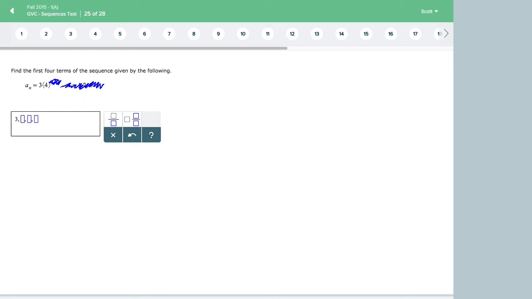And then what's our common ratio? The common ratio is inside the parentheses, so it's times 4. What's 3 times 4? It's 12. Now again, times 4. What's 12 times 4? It's 48. And again, what's 48 times 4? And that's 192. If we know the common ratio, we just keep doing it. Times 4, times 4, times 4, and so on.